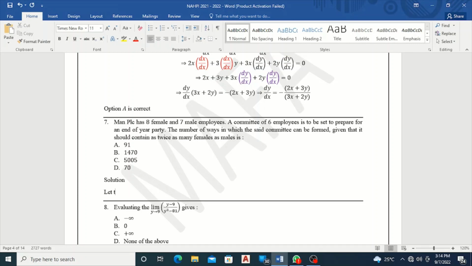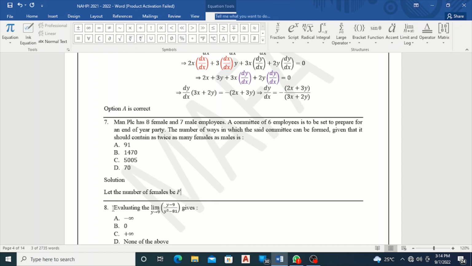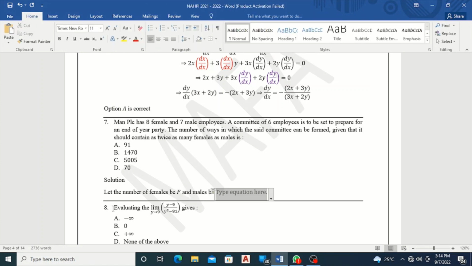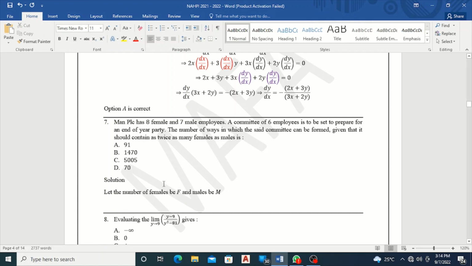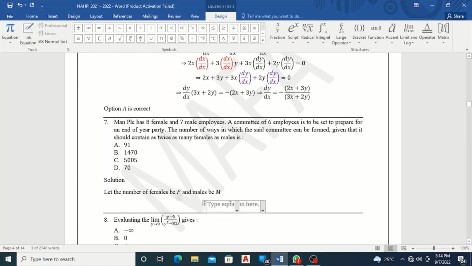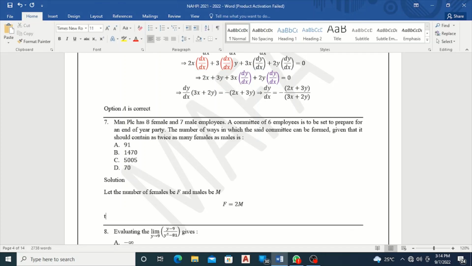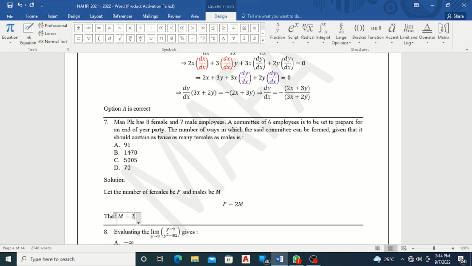So let the number of females be F and males be M. Now the question says that in a committee we need 6 people, and then the number of females should be 2 times the number of males. That's the meaning of twice as many females as males. Okay, so for this to be possible, remember that we have 8 female employees and 7 male employees. Now for us to have this scenario where the number of females is 2 times the number of males, our number of males should just be equal to 2.